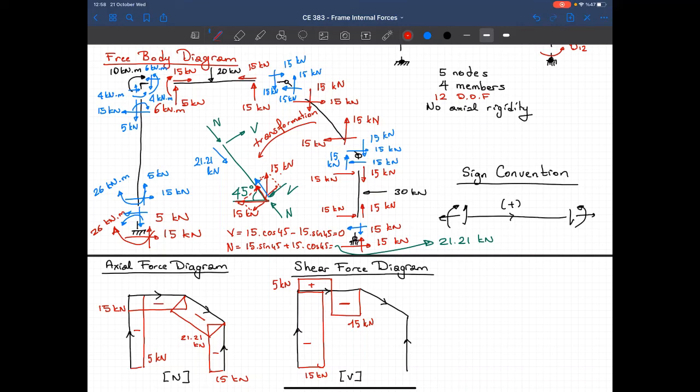Now the third member is the inclined member, and we find out that the shear force is equal to 0. So no shear force on this one.